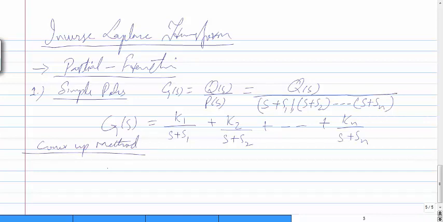In the cover up method, for example, if you are looking for k1, it's very easy. It's equal to, you just multiply the pole with G of s and put s equal to minus s1, because you have to put this factor equal to 0. This is the cover up method where you can easily calculate the values. Now the next one is repeating roots, or multiple order poles.